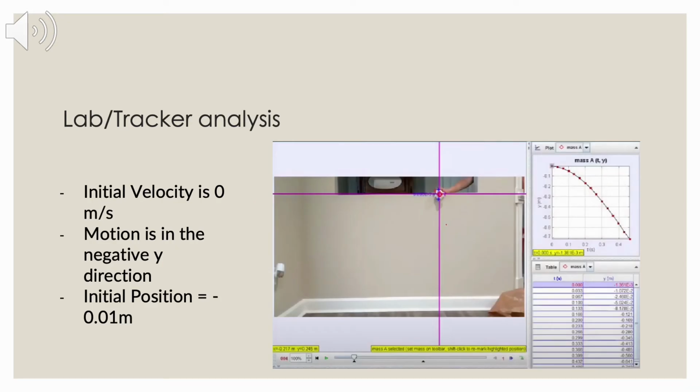This is my track analysis done using the Tracker software. The initial velocity of the ball is 0 meters per second. Since the ball is falling down, the motion is in the negative y direction, and the initial position is minus 0.01 meters. The curved section suggests that drag force has an effect on the ball's motion, which is directly proportional to the velocity squared. The straight section of the graph implies that the ball achieves a terminal velocity on its way down.